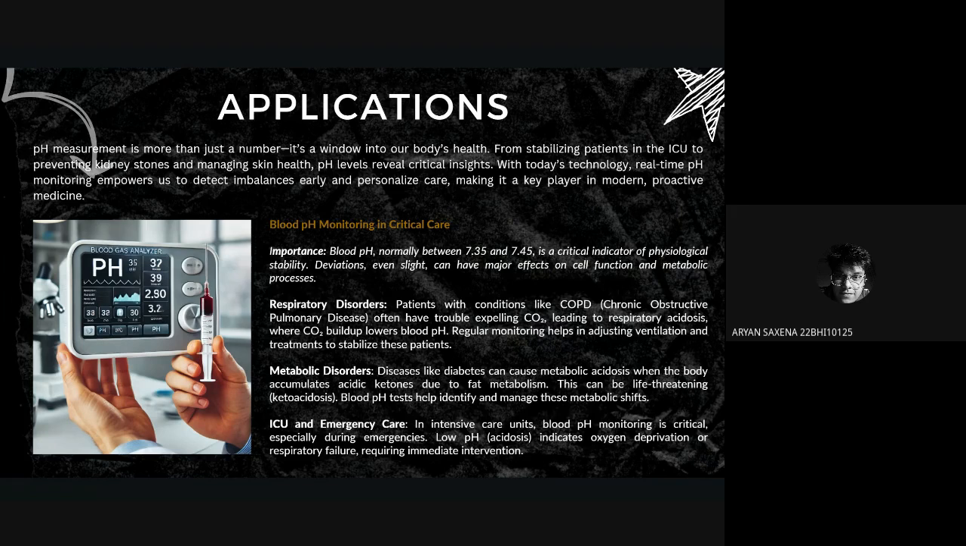Second is metabolic disorders, which is the most important one. Diabetes can lead to metabolic acidosis due to acidic ketone buildup, a life-threatening condition. Blood pH tests aid in early detection and management. The last, ICU and emergency care. In critical settings, low blood pH often signals oxygen deprivation or respiratory failure requiring immediate intervention. It also helps us take care of emergency cases like accidents, etc. So by integrating pH monitoring into care, we ensure timely decisions that save lives and improve outcomes, making it a cornerstone of modern medicine.